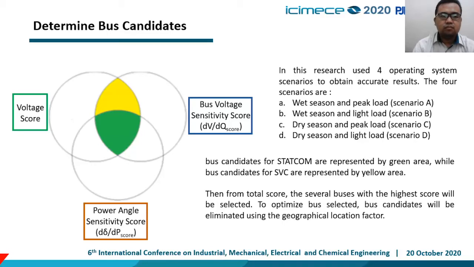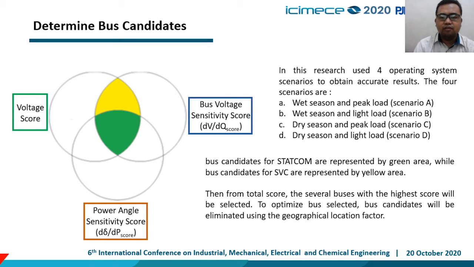And then, how we determine bus candidate? We have three parameters: voltage score, bus voltage sensitivity score, and power angle sensitivity score. The total score is combination from three parameters.